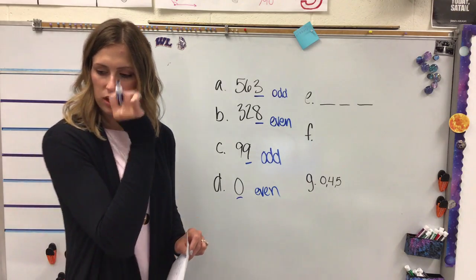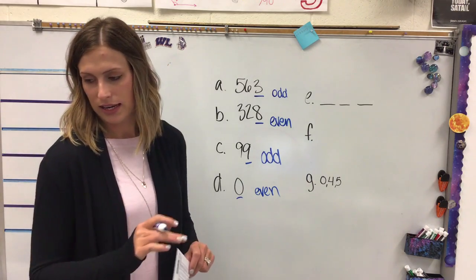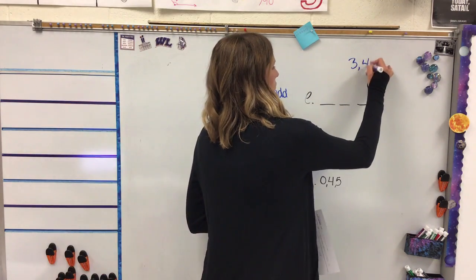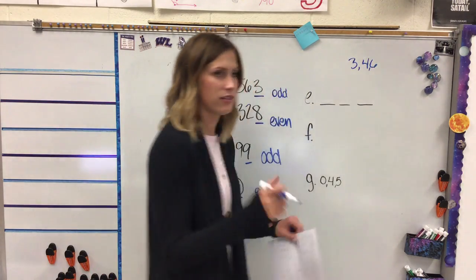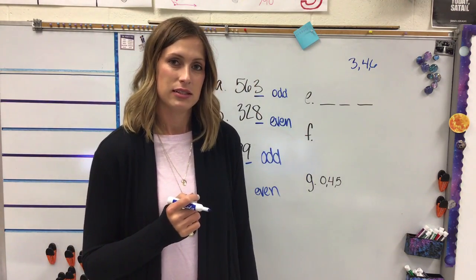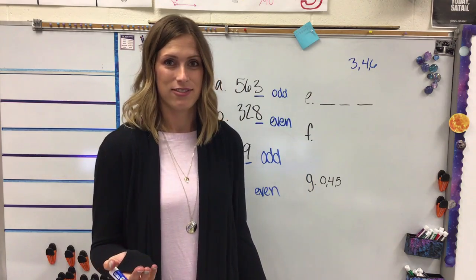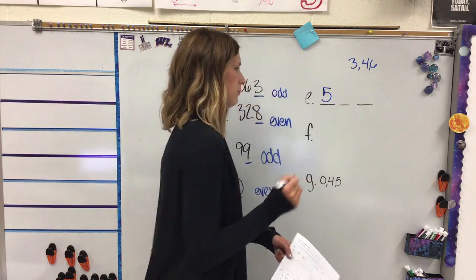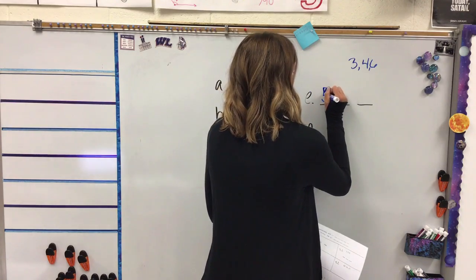E says use the digits 3, 4, and 6 to write an even number greater than 500. So we're going to use 3, 4, and 6. If it's going to be greater than 500, what's the only digit that we could put in the hundreds place? Well, what's the only digit bigger than 5? 6. So we'd have to use 6.